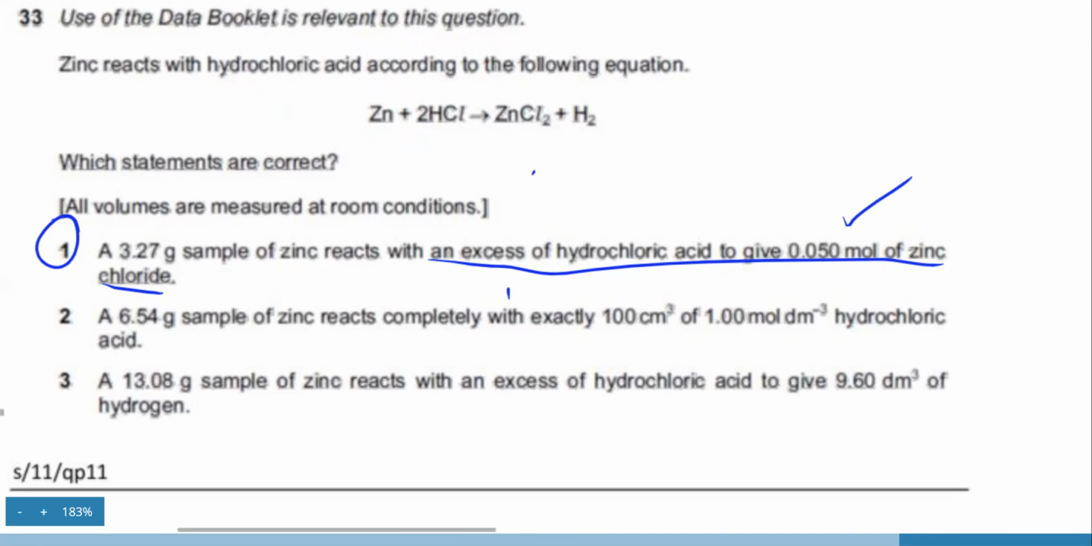Now the second statement is that we need to figure out whether that's the right statement or not. The second statement is that now you have 6.454 grams of zinc, right? Yeah. And you're being asked that it reacts completely with 100 cm cubed of 0.1 mole per dm cubed hydrochloric acid. Can you find the moles of zinc? I got 0.1. So you got 0.1 moles, right? Yeah.